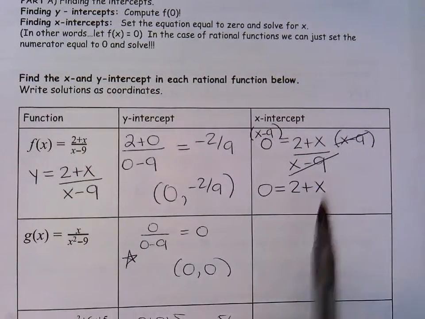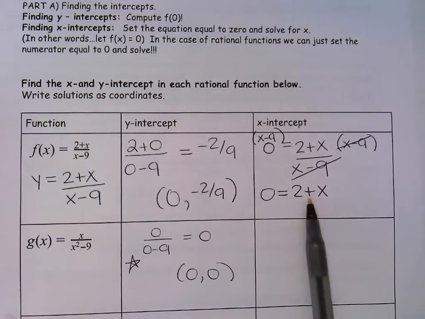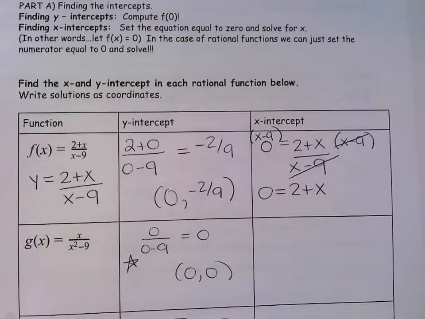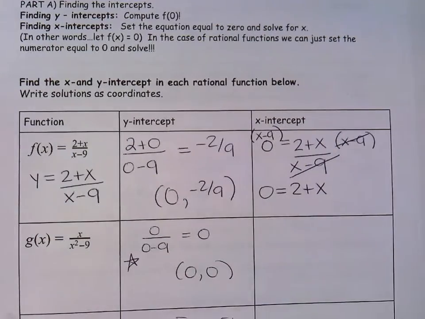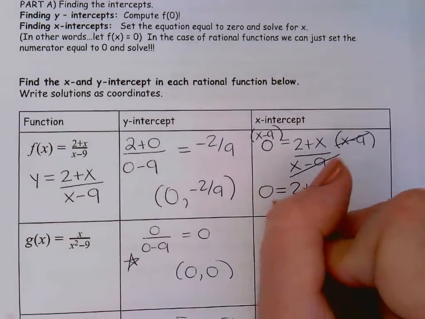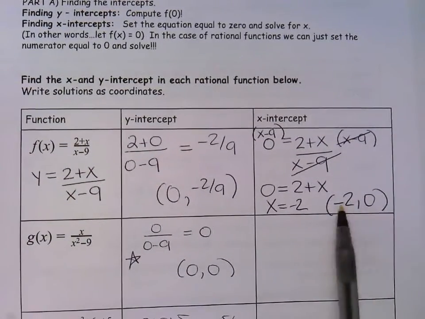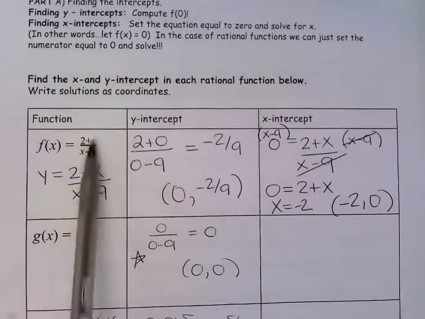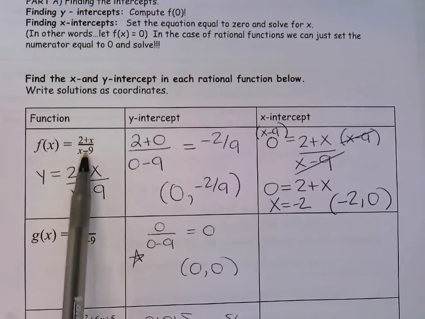I ignore this whole process and I just have memorized where is the numerator equal to 0, that's going to be my x-intercept. Because whatever I plug in, if the numerator is 0, 0 divided by anything is going to be 0. So x would have to be -2. So -2 comma 0 is my x-intercept. If I plug in -2 over here, I get 0 divided by -11, which is 0.